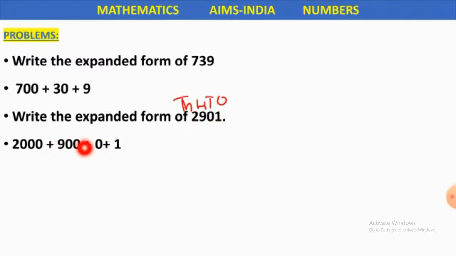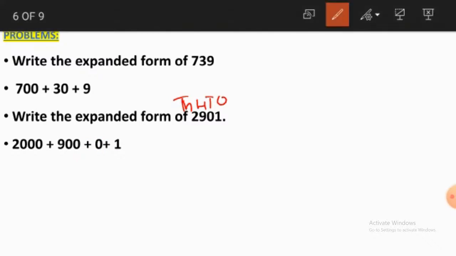0 is in tens place. Place value of 0 will be 0 only. 0 into 10 is again equal to 0. So the place value will be 0 only. 1 is in ones place. So the place value will be 1.